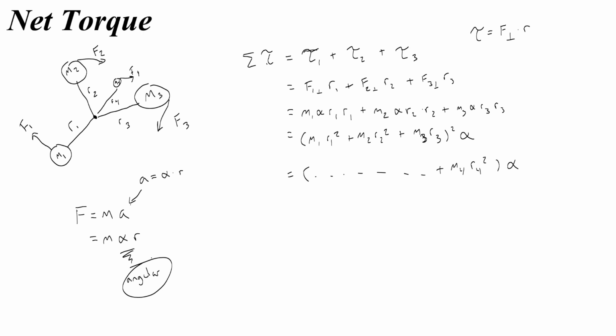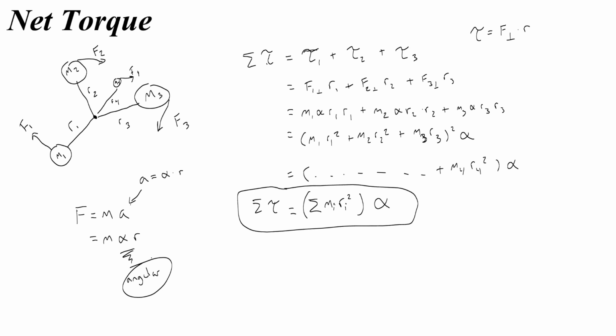So there's going to be a pattern, and that pattern is you sum the product of mass and radius squared for as many objects as there are. So we'll write the sum over i for that. That's the common notation for sums. All times alpha. So net torque is equal to the sum of mass and radius squared at all points times the angular acceleration alpha.